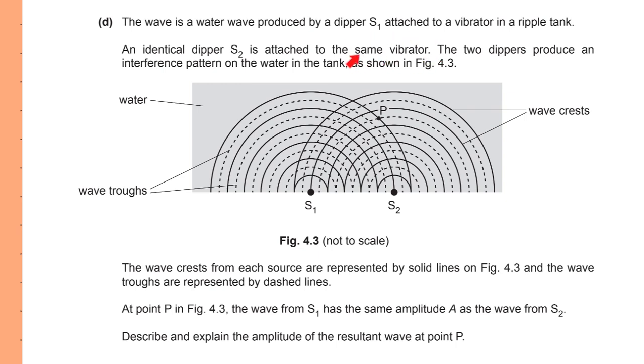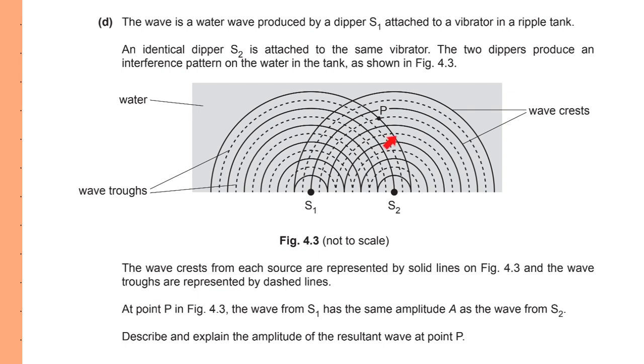So yeah, if you think about the conditions required for an interference pattern to be observed, then it makes sense why they're connected to the same vibrator, because we know that for an interference pattern, the waves must be coherent. So that means a constant phase difference and the same frequency. At point P in 4.3, the wave from S1 has the same amplitude A as the wave from S2. Describe and explain the amplitude of the resultant wave.